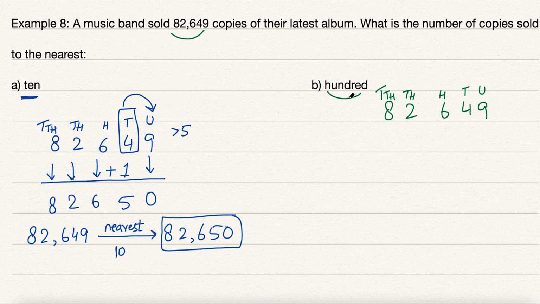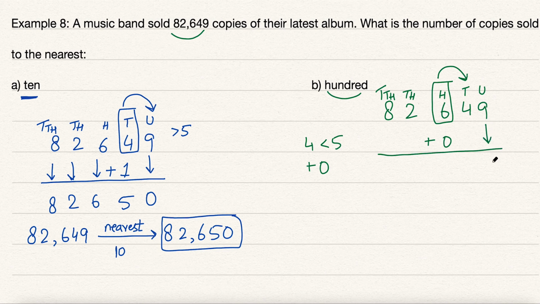Your focus should be on the hundredths digit. This is the hundredths digit. The digit to the right is number 4. 4 is less than 5. That's why you will add 0. So here you will add 0. You will replace the digits to the right with 0. So 9 will be replaced with 0. 4 will be replaced with 0. 6 plus 0 is 6. The digits to the left will be copied as it is. So this is 2 and this is 8.